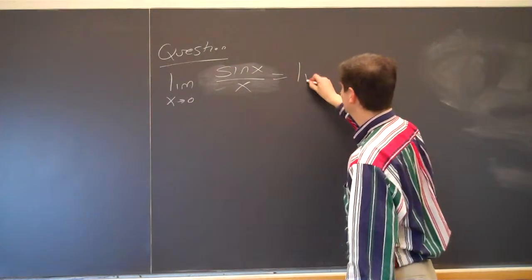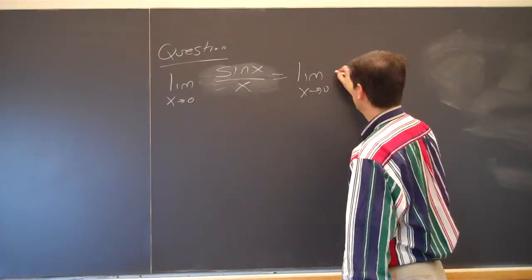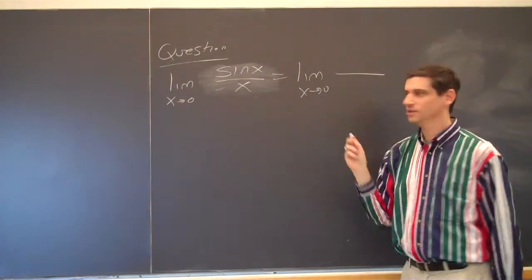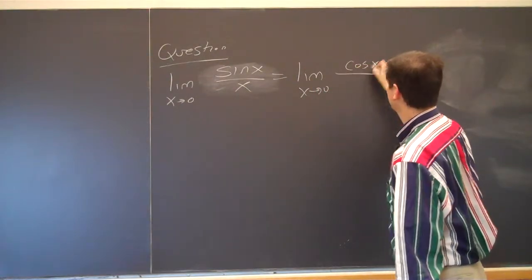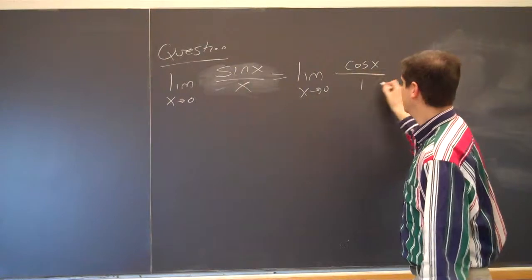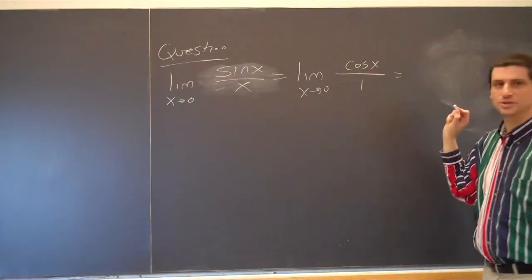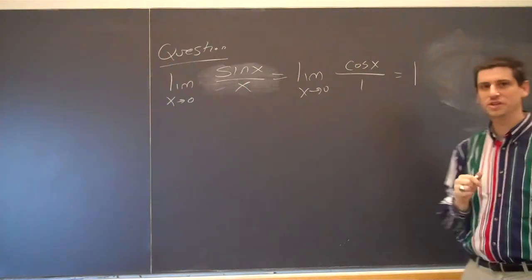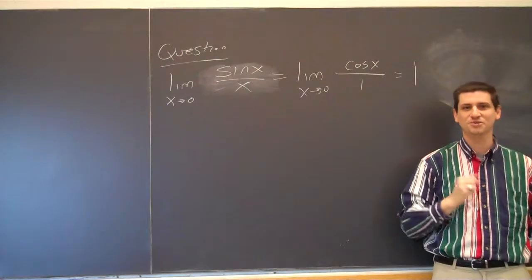L'Hopital says this would be the limit as x goes to 0. What's the derivative of the top? Cosine. What's the derivative of the bottom? Right, and as x goes to 0, cosine of x goes to 1. Everybody comfortable with this? Congratulations, you've all failed Calc 1.